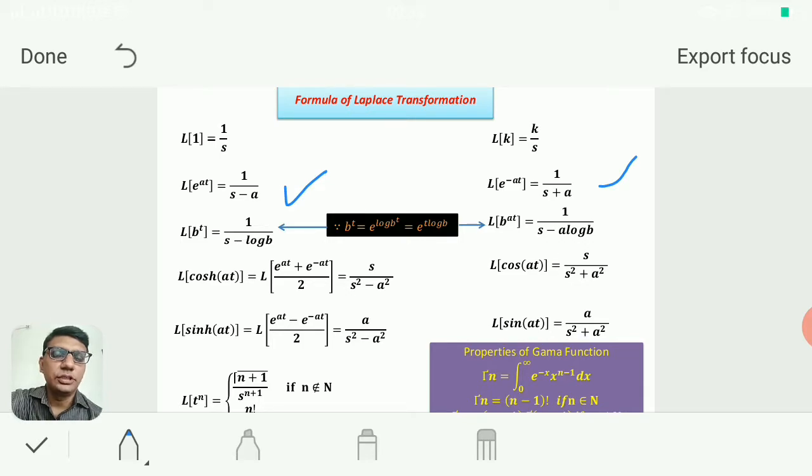Laplace transformation of b raised to t is 1 upon s minus log b. Here we convert the b raised to t exponential function into the e base exponential function like this. b raised to t equals e raised to log b to the power t. t comes outside, then we get e raised to t times log b. Now we know the Laplace transformation of e raised to at is 1 upon s minus a. Therefore here a is replaced by log b, so Laplace of b raised to t is 1 upon s minus log b.